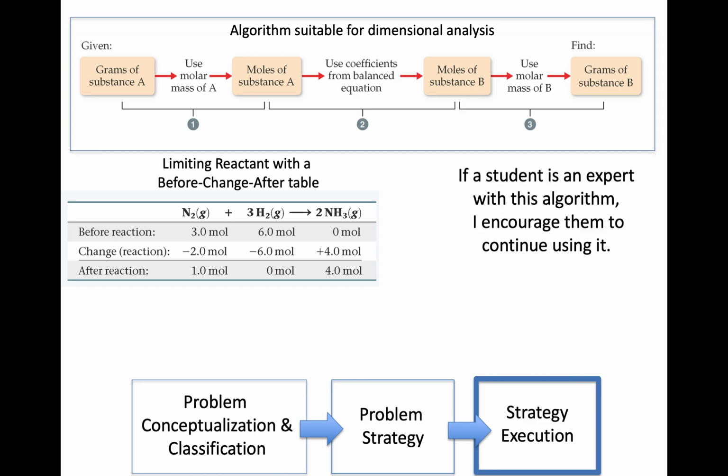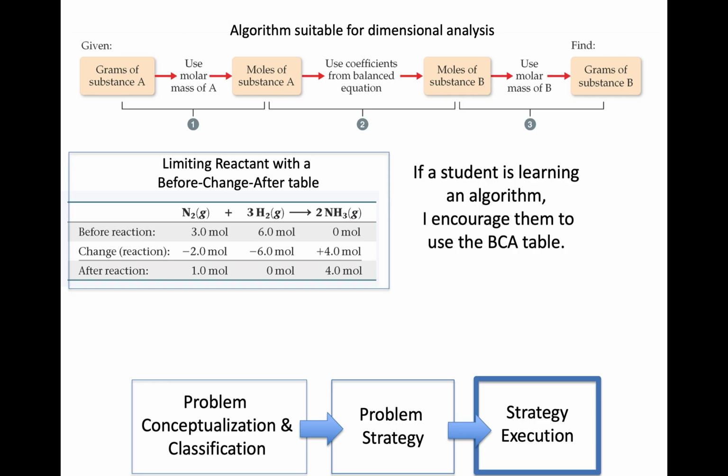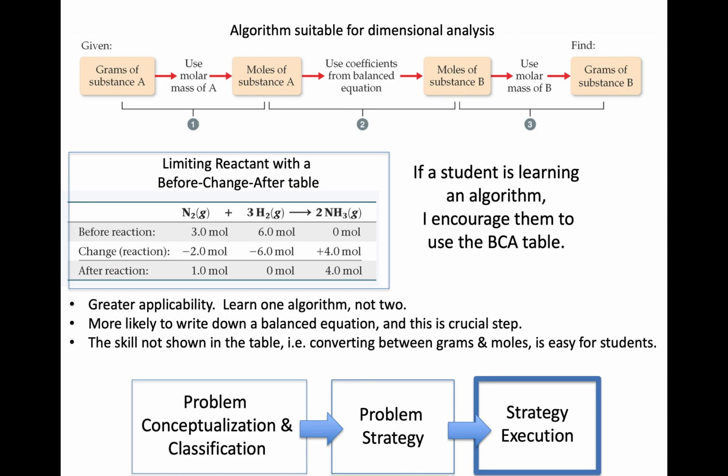If a student is an expert with a dimensional analysis approach, I don't try to change them. I encourage them to continue using that. If someone has an apt algorithm that they can apply, why replace it? So that's my thought if a student is an expert at using dimensional analysis. However, if a student is learning an algorithm, if they're not an expert on dimensional analysis, I encourage them to use the BCA table. My reasoning is it has greater applicability.